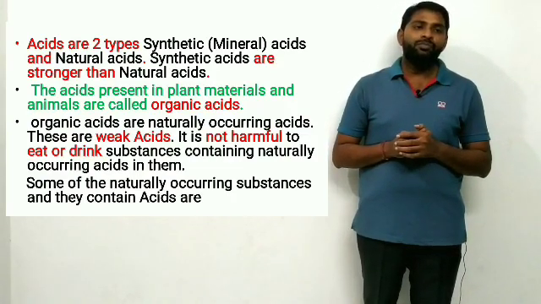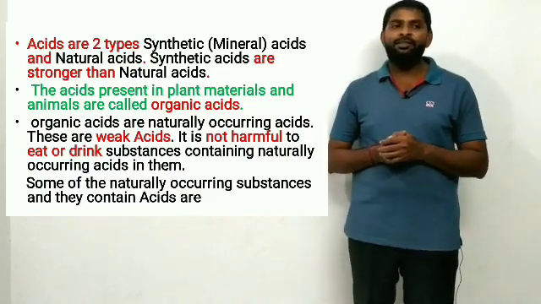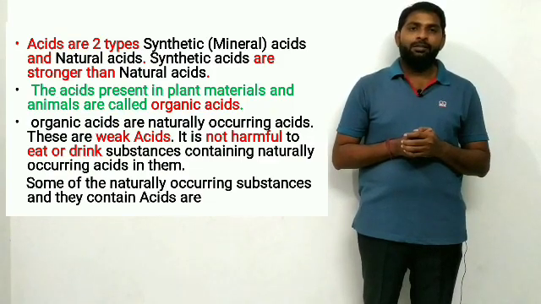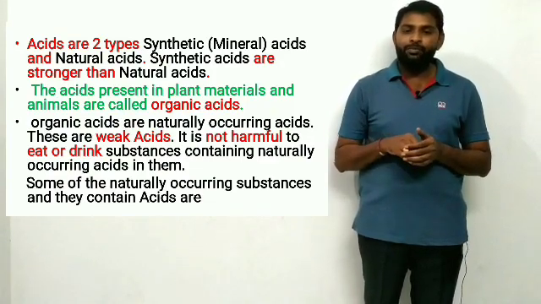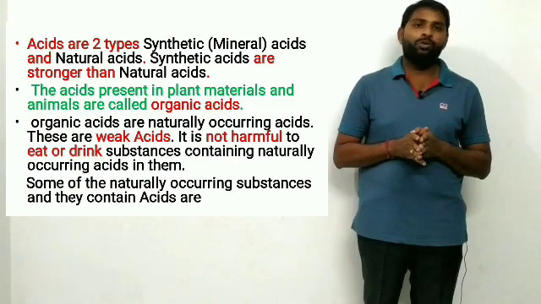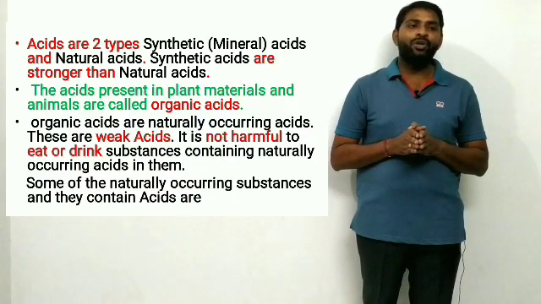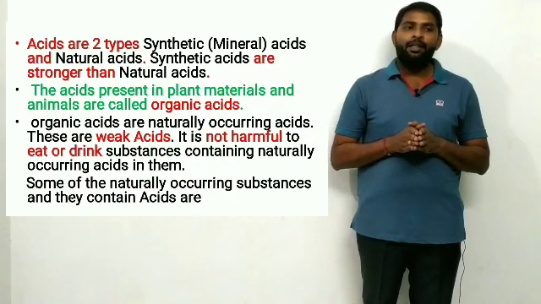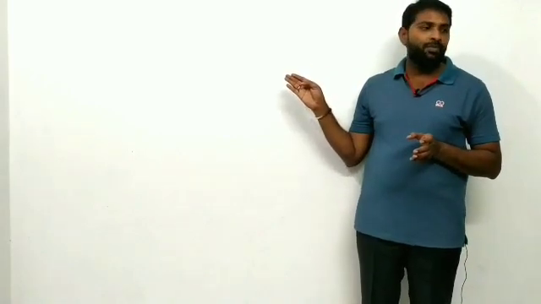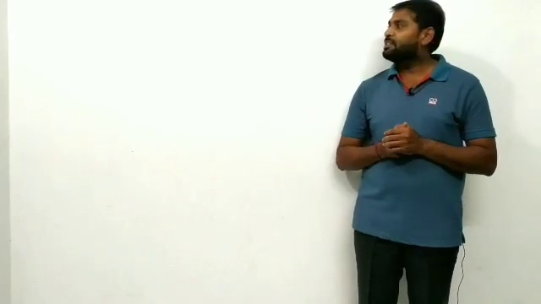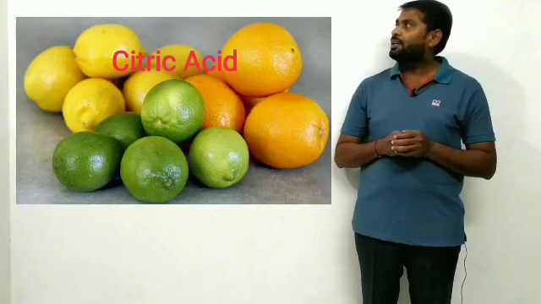Some substances contain natural or organic acids. If you eat or drink them, it is not at all harmful to us. I am giving here some of the naturally occurring substances and the acids they contain. Orange and lemon.